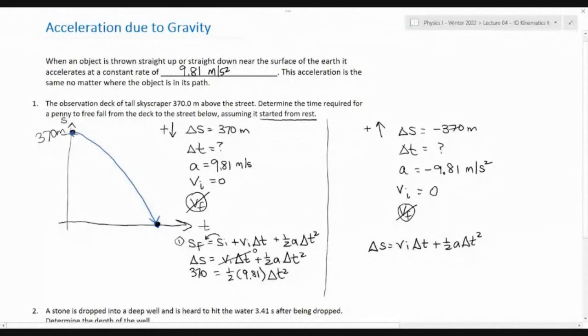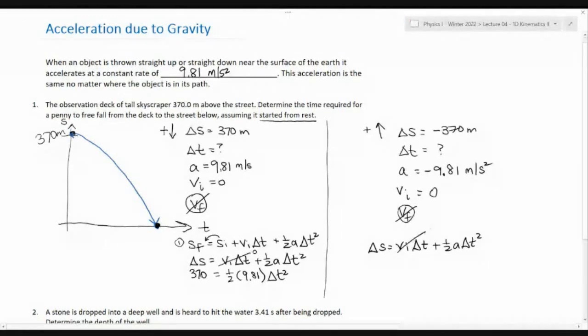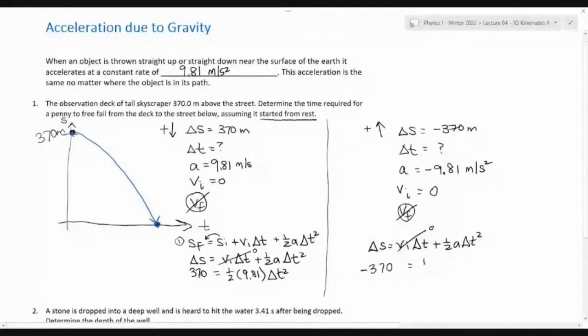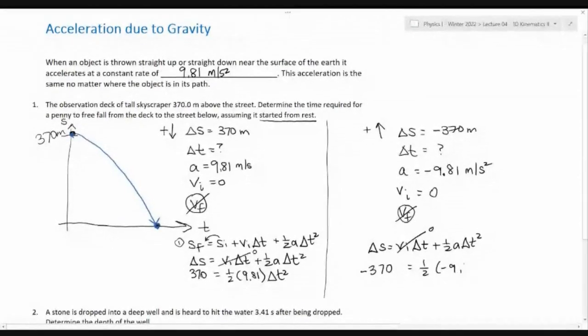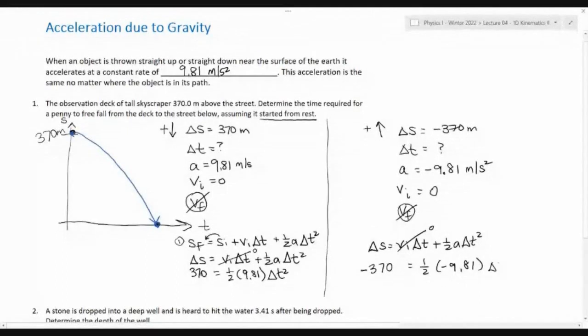Or I can do it when up is positive. My V initial is still 0, so that term goes away, and I get negative 370 equals 1/2 times negative 9.81 delta t squared. Can you see already that delta t will be the exact same number, because this negative and this negative will cancel out? It won't make a difference, so my two equations are exactly the same in the end. Okay, Matthew, good. I'm glad you can see it. And thanks, Ali, for explaining it.